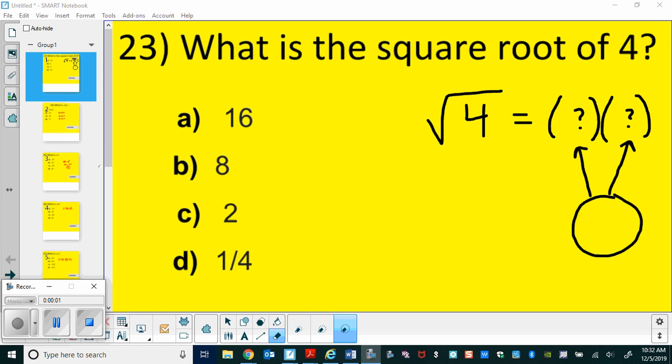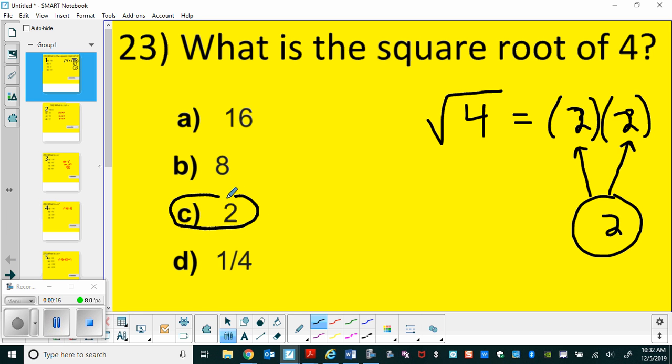So when this question asks you to find the square root of 4, it's basically asking what number times itself twice gives you 4. So since we have a 2 times a 2 that would go here, the answer here would be 2. All right?